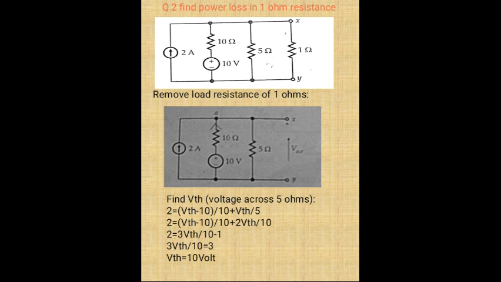So there are two nodes, at point A and below. One node is the reference node, so the KCL node equation is: 2 is equal to (VTH minus 10) upon 10 plus VTH upon 5. So 2 is equal to (VTH minus 10) upon 10 plus 2 VTH upon 10. Now simplifying the equation, 3 VTH upon 10 is equal to 3. So the value of VTH is 10 volt.